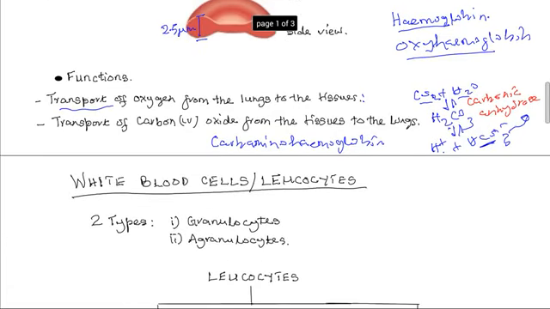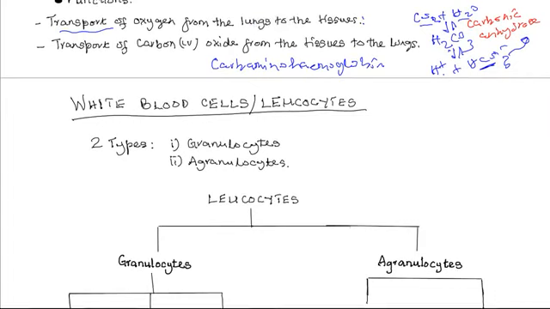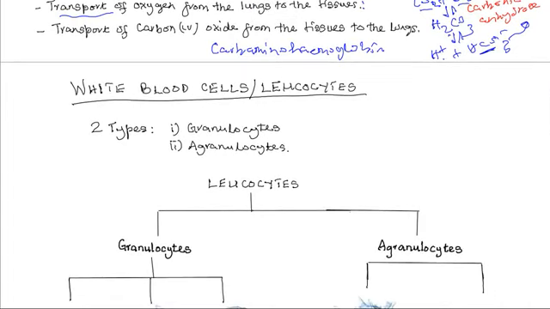Now, next look at the white blood cells. Unlike the red blood cells, white blood cells have a nucleus, but they lack a pigment, they lack hemoglobin. Hence, the cytoplasm is colorless. In terms of numbers, there are much fewer white blood cells than red blood cells. In fact, for every one white blood cell, there are about 600 red blood cells. However, the number of white blood cells increases greatly during an infection.